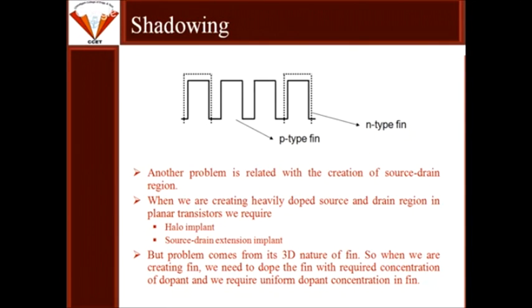Only then can we have uniform doping of the fins. Suppose there are some N-type fins and P-type fins in the near vicinity. When we create heavily doped source and drain regions in planar transistors, we require halo implant or source-to-drain extension implant. But the problem comes from the 3D nature of the fin. When we create the fin, we need to dope it with the required concentration of dopant, and we require uniform dopant concentration in the fin.